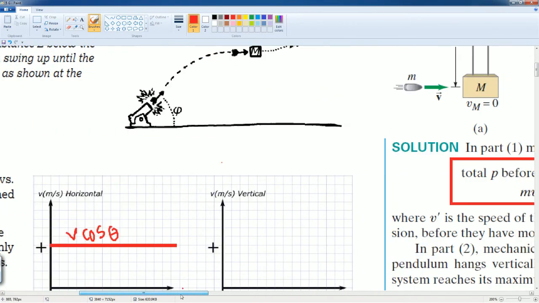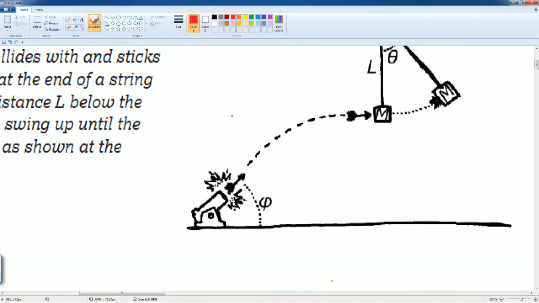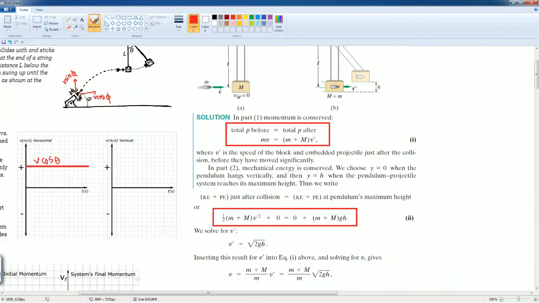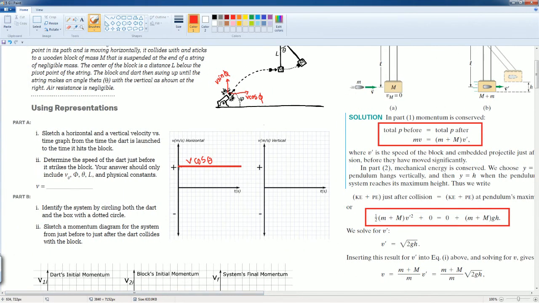Well, if you take a look at the projectile, you can break it up into its vertical component and its horizontal component. The horizontal component is going to be v cosine. The angle symbol here is called phi, and the vertical component is going to be v sine phi. That's why the horizontal component is completely horizontal at v cosine. Oh, I put the wrong symbol. It should be phi.